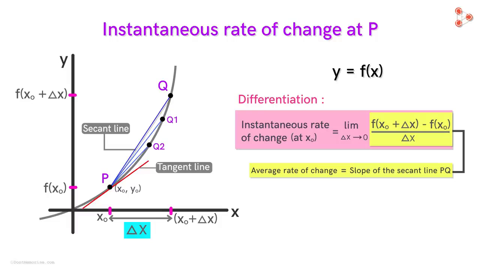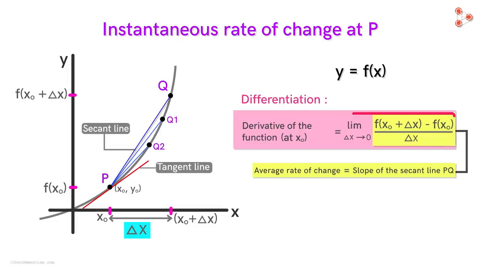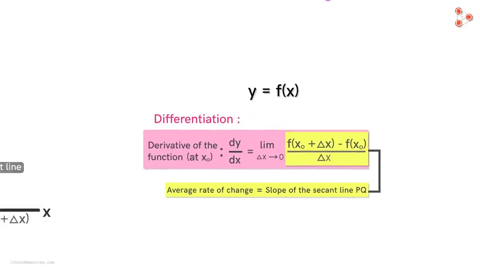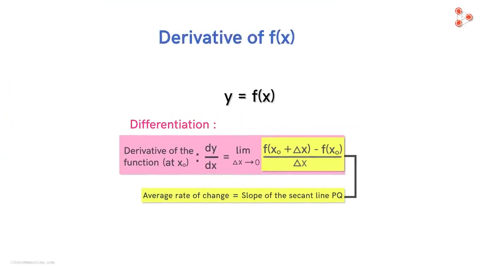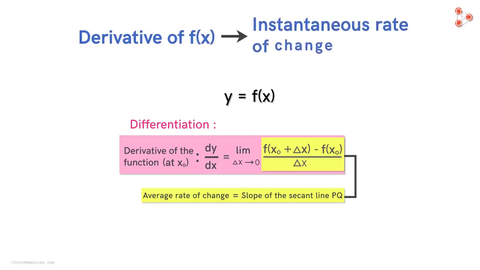Now here, instead of writing the instantaneous rate of change in y with respect to x at x0, we say that the derivative of the function at x0 is this. The derivative is usually denoted by the symbol dy by dx. So we saw here that the derivative of the function at a particular value of x is its instantaneous rate of change at that point.